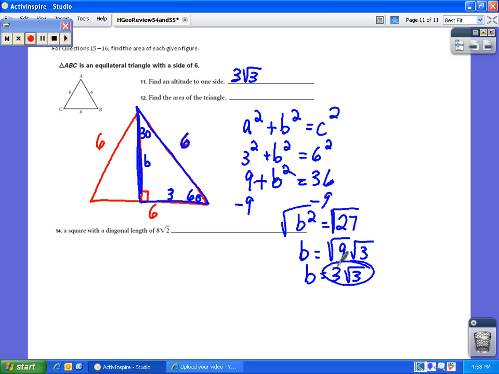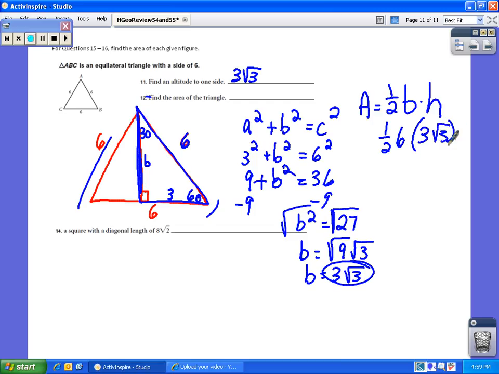Next, they want us to find the area of the triangle. Area is equal to 1/2 base times height. Remember, we're finding the area of the entire triangle. So the base now is 6, and the height is that 3 root 3. An exact answer would be 9 root 3, but I would actually like the approximate answer, which you would find in the calculator. And I get 15.59 units squared.